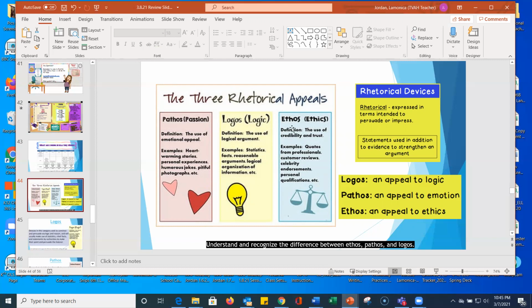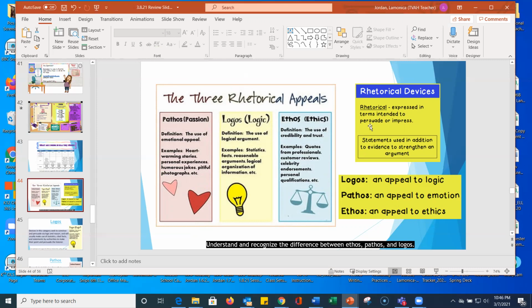All right, ethos or ethics. The definition is the use of credibility and trust. So do you trust me? Ethos, ethics, do you trust me? Examples: quotes from professionals, customer reviews, celebrity endorsements, personal qualifications. How many of you, when you're going to buy something from Amazon, look down and see what other people that have purchased it reviewed, and you read the reviews? That is ethos. Do you trust them?